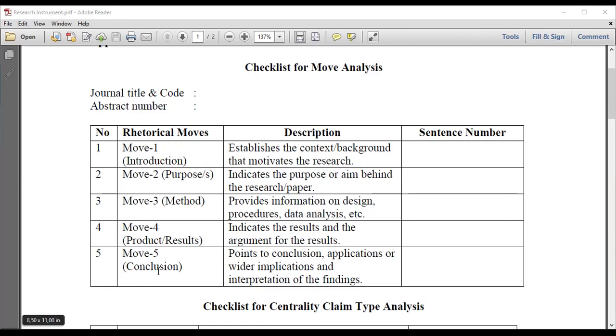You may find that an abstract doesn't have an introduction. That's okay, no problem. You don't have to worry about this. Or an abstract doesn't have a conclusion. It's okay too. Or an abstract doesn't have the purpose. It's okay. So you are to identify what moves are found in an abstract. Okay, is it clear enough? Yes, sir. Okay.